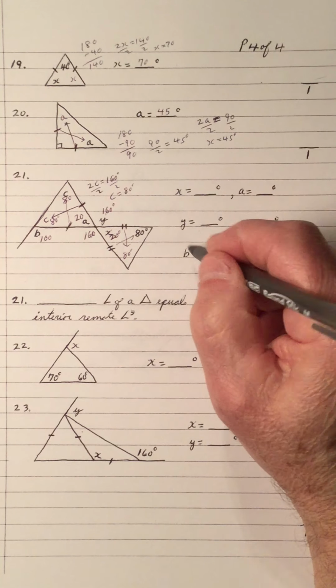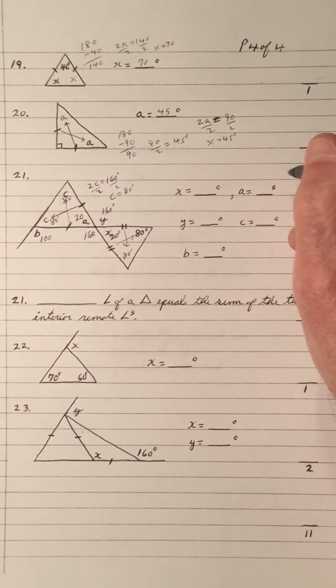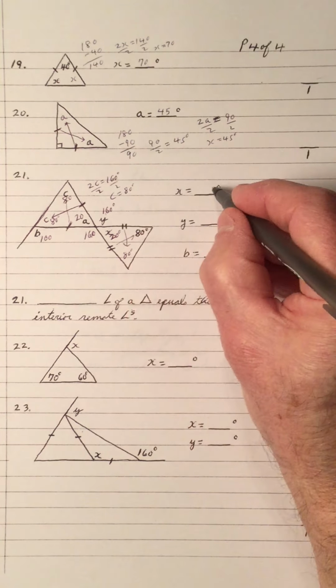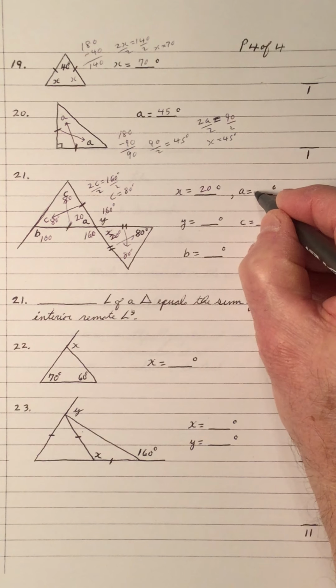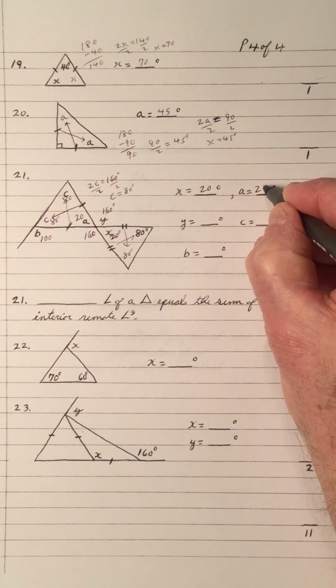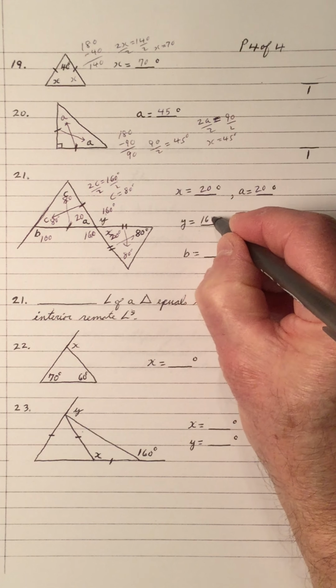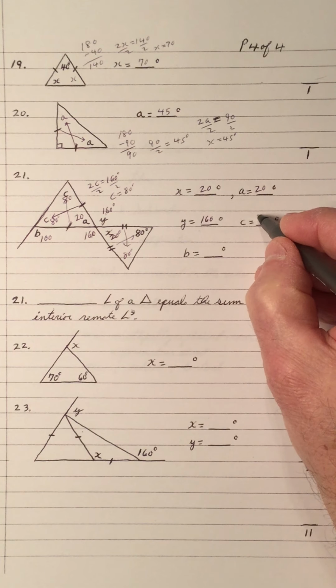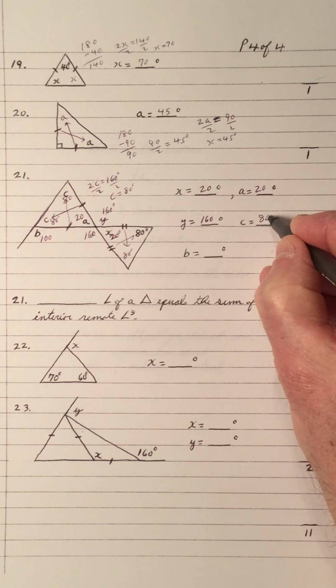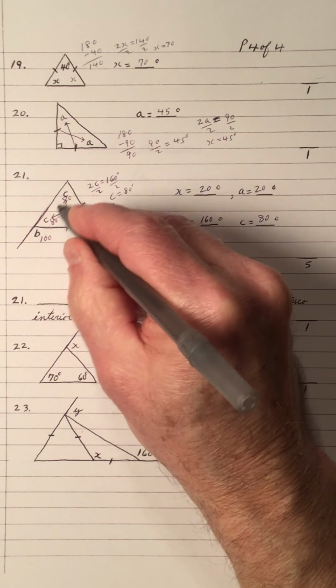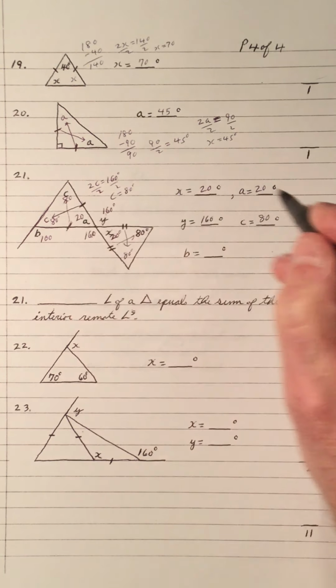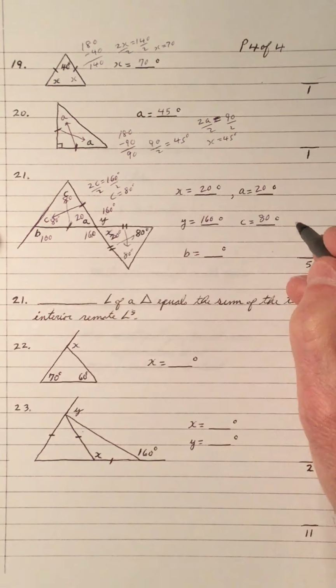And now let's go and put them all in. I went and found them all, and let's put them in now. So X was 20, A was 20, because they're vertically opposite angles. Y is 160, because it's a straight angle. C is 80, because the two of them are equal, 160 plus 20. That means B is 100.